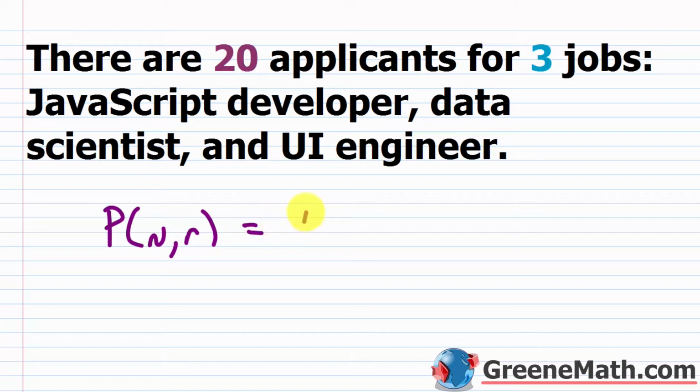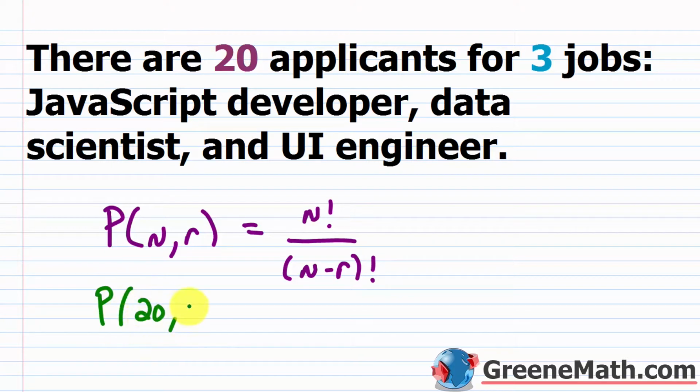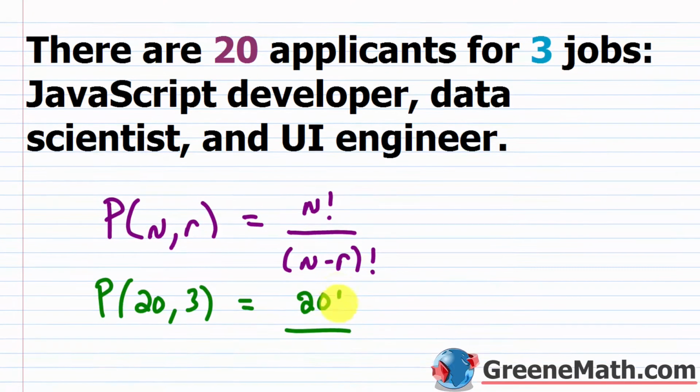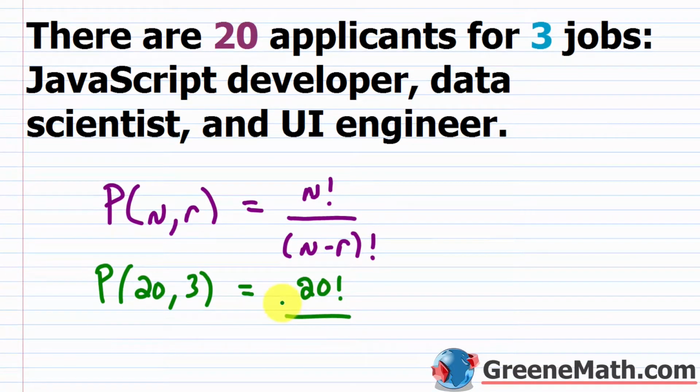This equals N factorial over N minus R factorial. So in this case, we have P of 20, 3, and you can read that as 20 pick 3. This is going to be equal to 20 factorial over 20 minus 3, or 17 factorial. If you want to simplify this, you can.